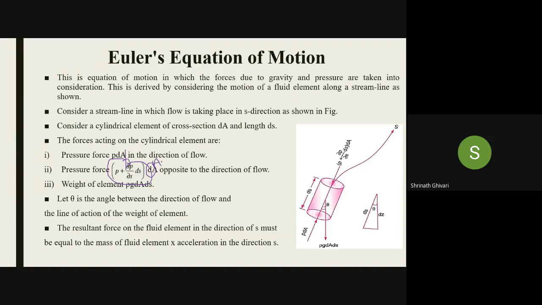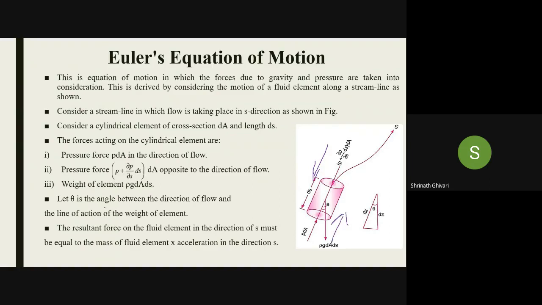This is pressure into area. So the pressure force acting opposite to the direction of flow is P plus dou P by dou S into ds, into dA. Why dou P by dou S? Because the pressure has changed from this point to this point after traveling a distance of ds. That is the second pressure force, acting opposite to the direction of flow, in this direction, and this is acting in this direction.